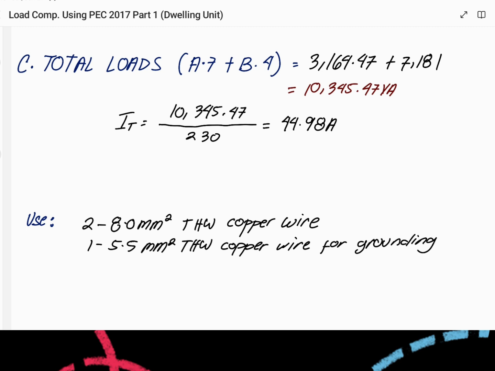Okay. Then lastly, for the circuit breaker, since its main purpose is to protect the wire from overheating due to large amount of current, its rating should be less than the current capacity of the feeder. The feeder has an ampacity of 65 amperes. Therefore, we can use 60 ampere trip breaker, which is available to the market. Okay. And that's how we compute electrical loads using PEC standard for dwelling units.